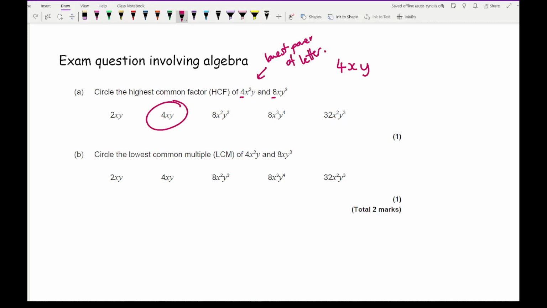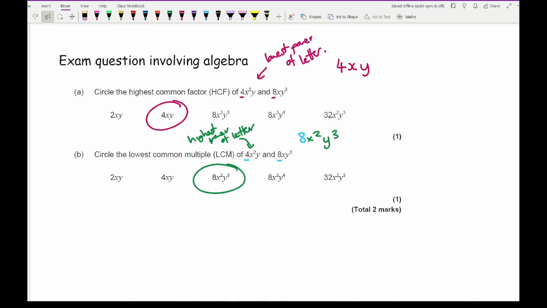Now for the lowest common multiple, we're looking for the smallest number that appears in the 4 and the 8 times table, which is going to be 8. When you're looking at algebra, you're looking for the highest power of each letter for the lowest common multiple. So it's kind of like the opposite. Looking at the x's, the highest power of x I've got is x squared, and looking at the y's, the highest power of y I've got is y cubed. So I'm looking for 8x squared y cubed, which is our third option.